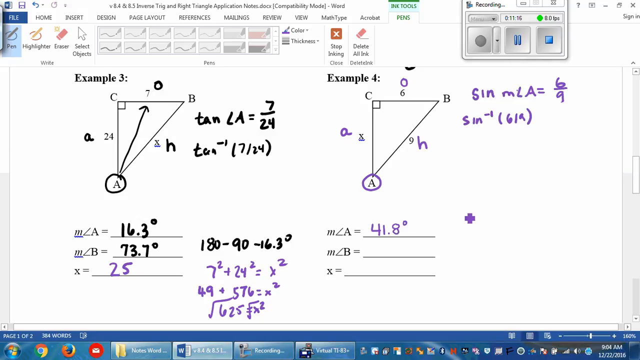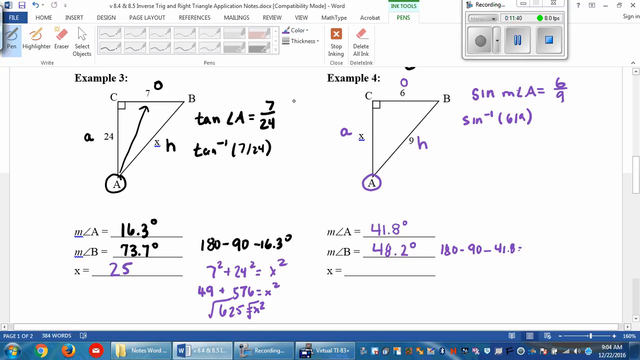Then you can take your calculator and take 180 minus 90 minus 41.8 and end up with 48.2 degrees for the measure of angle B.